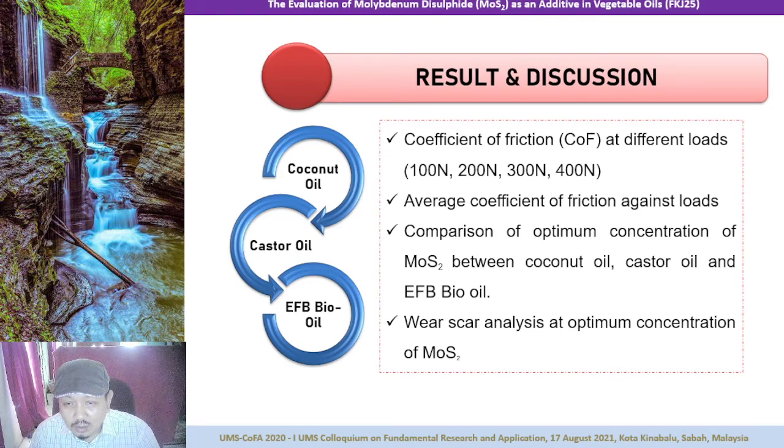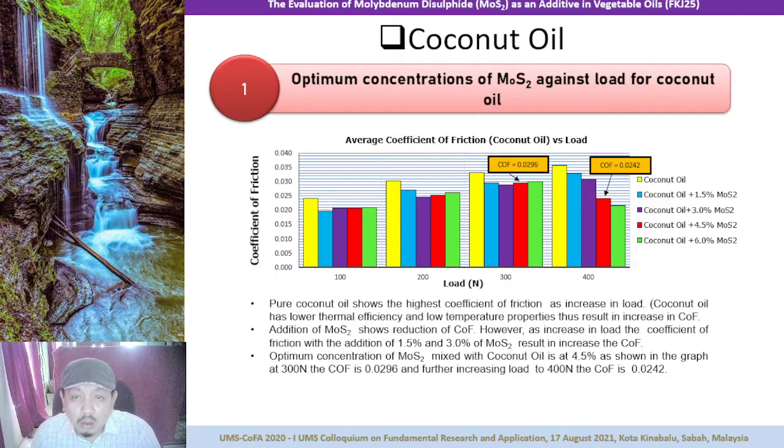a comparison of the optimum concentration of molybdenum disulphide between coconut oil, castor oil, and EFB oil, and the wear scar analysis at the optimum concentration of molybdenum disulphide. So number 1 is the coconut oil.